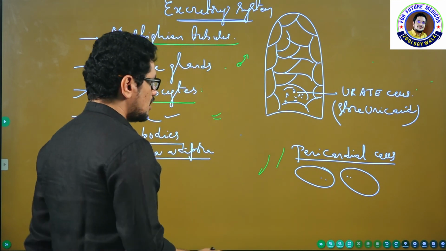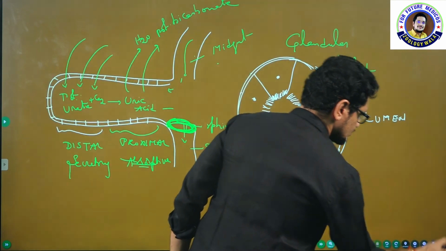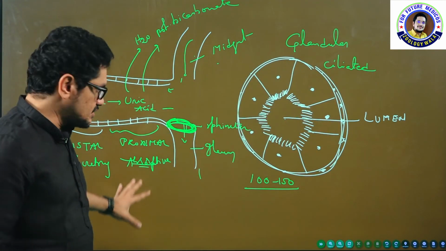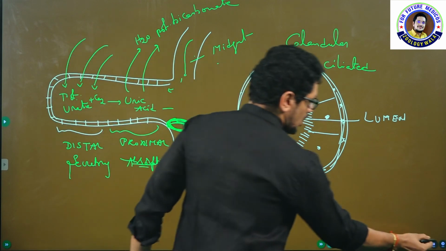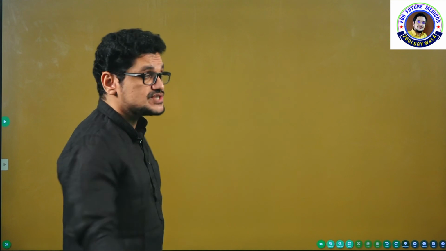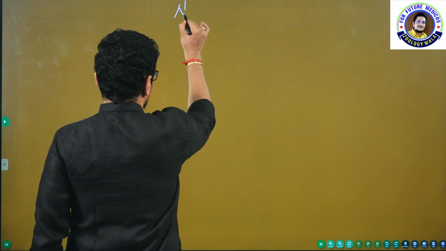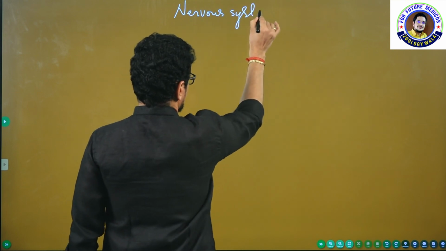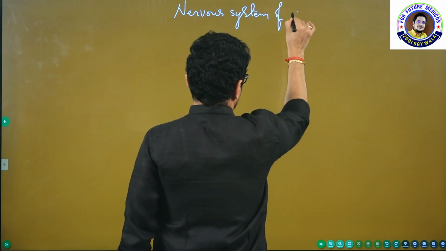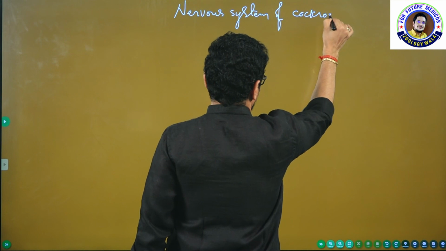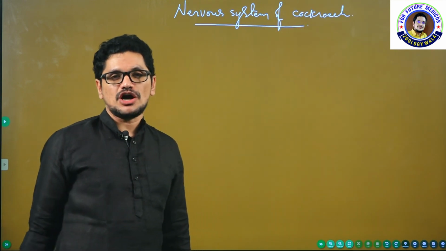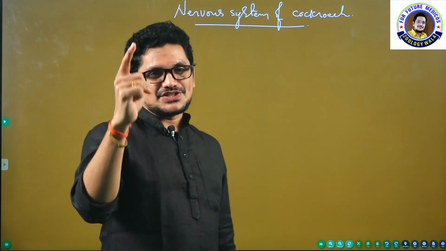Okay, and now this is the Malpighian tubule structure. That's what I explained. And now I am going to explain the nervous system of the cockroach in the next session.